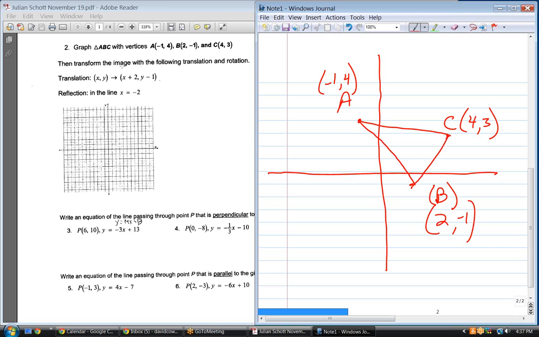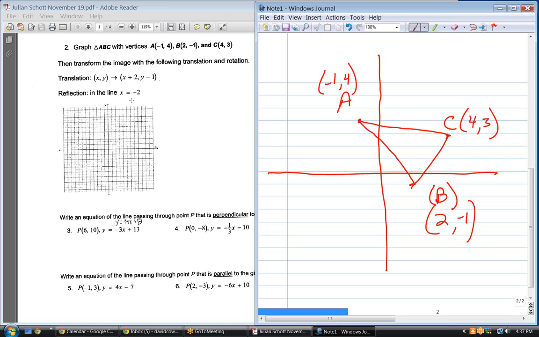All right. And they want us to transform the image with the following translation and reflection. So we have two things we're going to do. We're going to translate every x coordinate 2 units to the right. Every y coordinate, we're going to move 1 unit down. Then after that, we're going to reflect it across the line x equals minus 2. Okay, so let's do the first step.